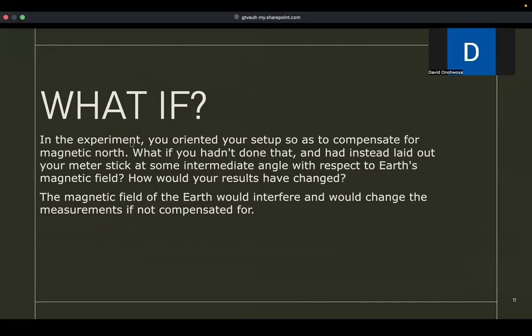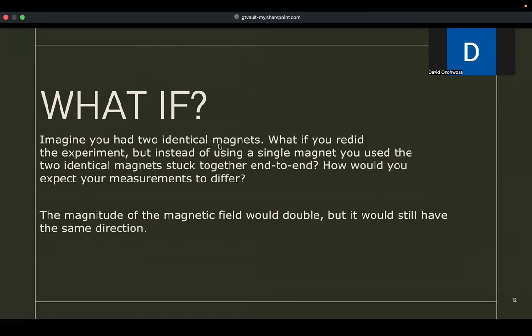What if in the experiment you oriented your setup so as to compensate for magnetic north? What if we hadn't done that? How would the results have changed? So the magnetic field of Earth would interfere and would change measurements if it wasn't compensated for.